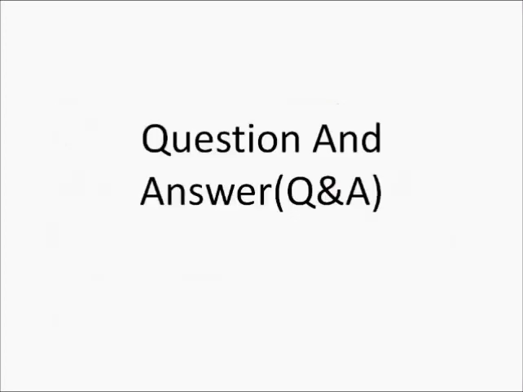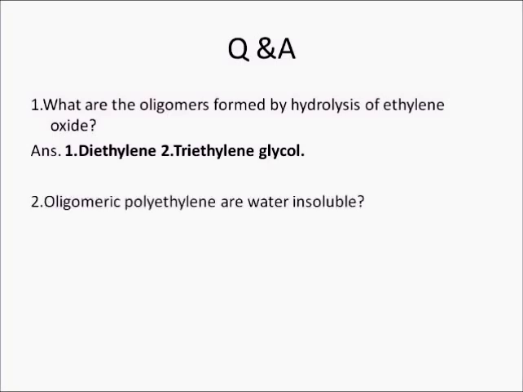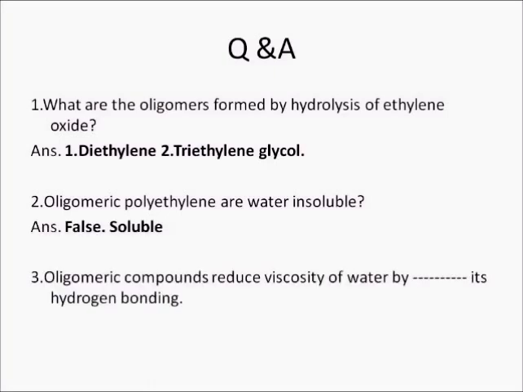We will now have a final review of what we have learned in the last few minutes. So, what are the oligomers formed by hydrolysis of ethylene oxide? Oligomers are diethylene and triethylene glycol. Are oligomeric polyethylenes water insoluble? No, they are soluble. How do oligomeric compounds reduce viscosity of water? They do so by reducing their hydrogen bonding.